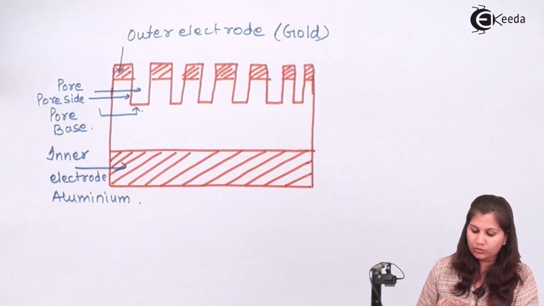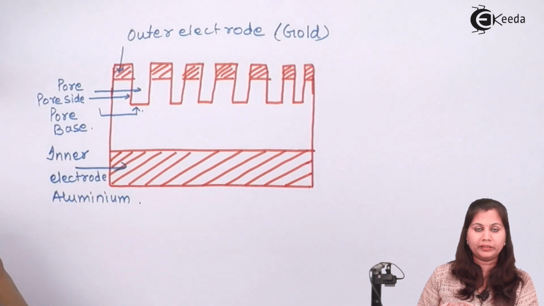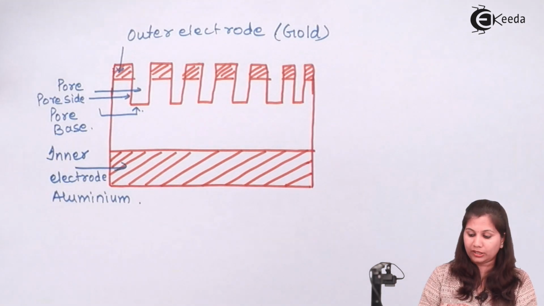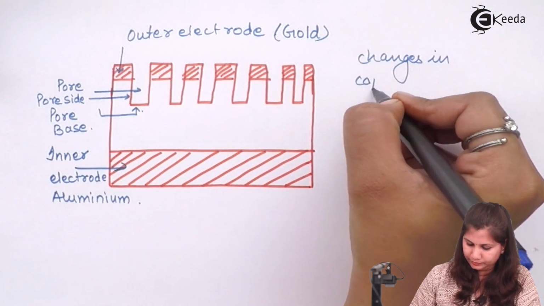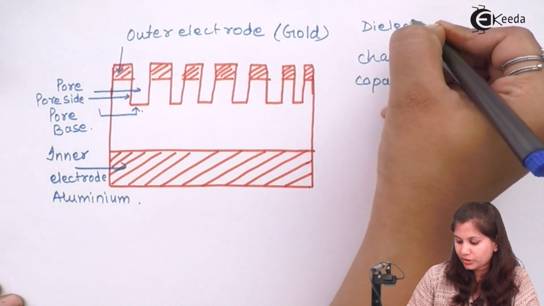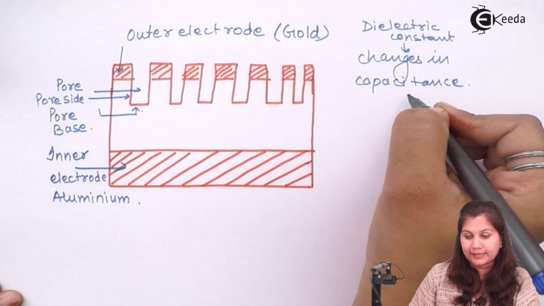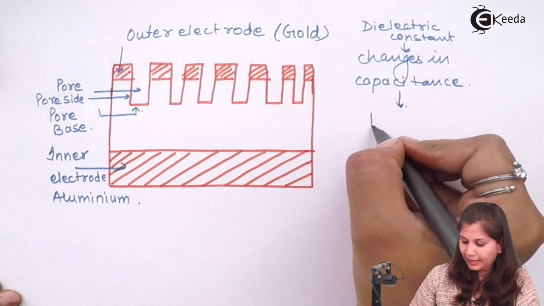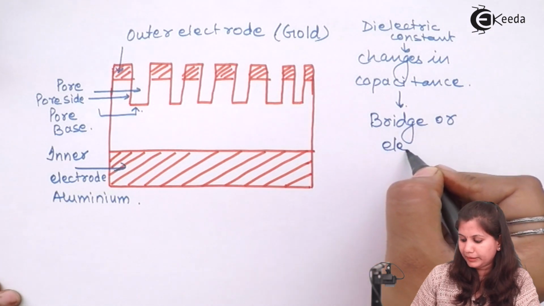Now because the humidity is changing, due to the change in humidity, the dielectric constant is changing, and this change in dielectric constant can be measured to measure the humidity. So first, the dielectric constant is changing. The dielectric constant causes changes in capacitance, and this change in capacitance can be measured with the help of a bridge or some related electrical methods.